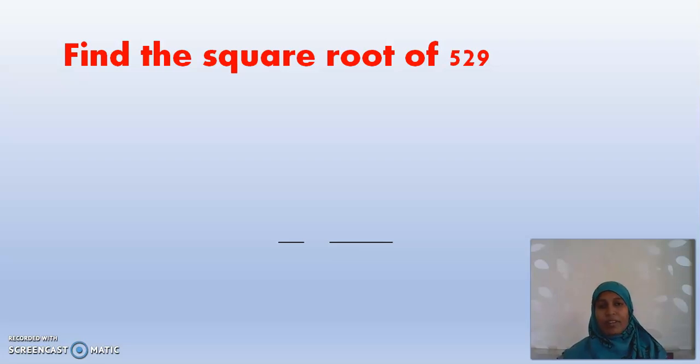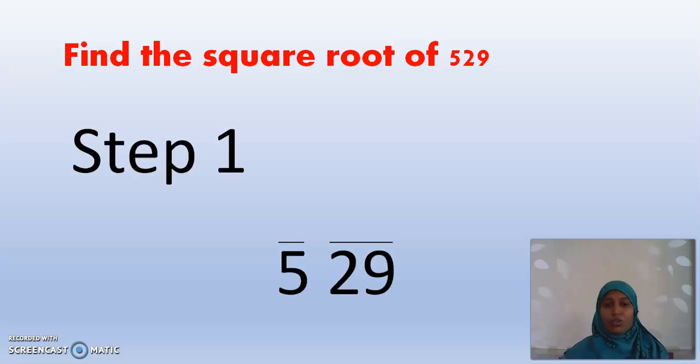The first step for me is to put bars from the back after two digits. I have to club two digits from the back, not from front, from the back. Is it clear, my dear children? So 2 and 9 are clubbed under one bar and 5 has no pair. So it is also kept under one bar. Is it clear? This is the first step you should do while you start with finding square root by long division method. Is it clear, my dear children? Shall we go to step 2 now?